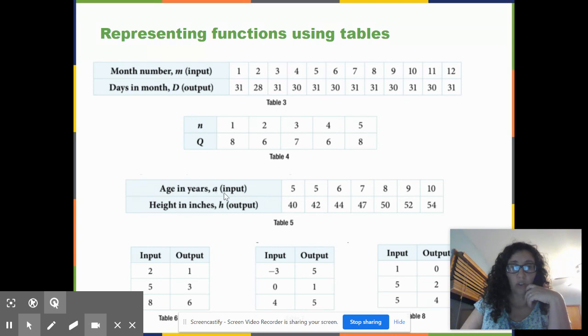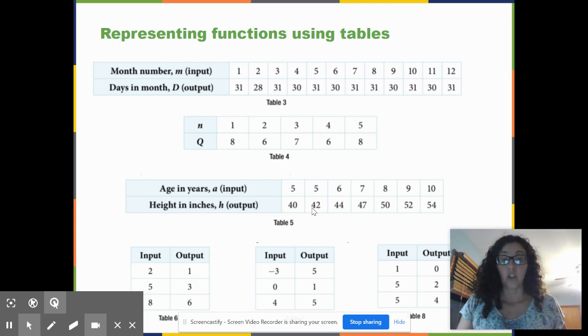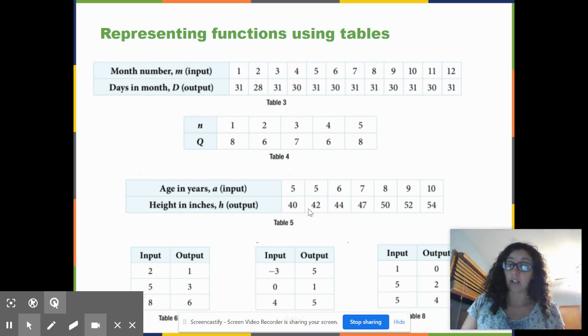Let's see, we have age in years as our input, and our height in inches as our output. So let's say 8, right? H of 8, if you're 8 years old, how tall are you? 50 inches. How about H of 5? If you're 5 years old, how tall are you? Well, there's two different input values, 5. Then there's two different outputs here. That seems like a problem, right? That's like one person having two birthdays. Can't happen. So this is not a function because one input has two different outputs.